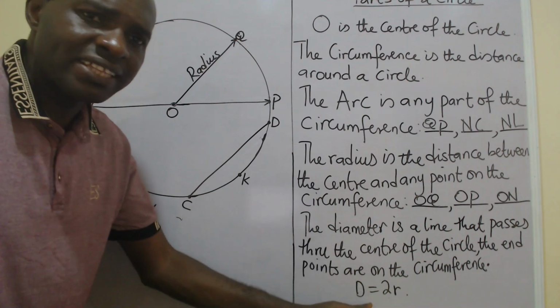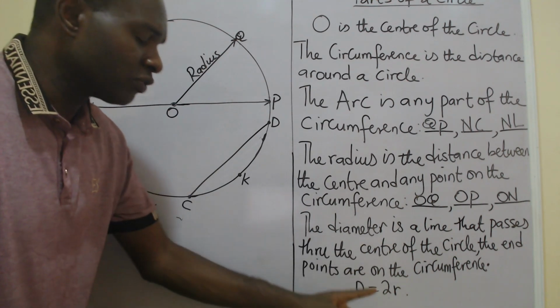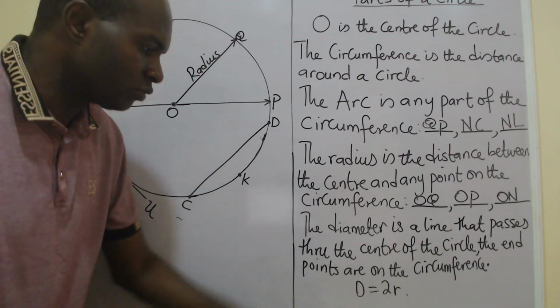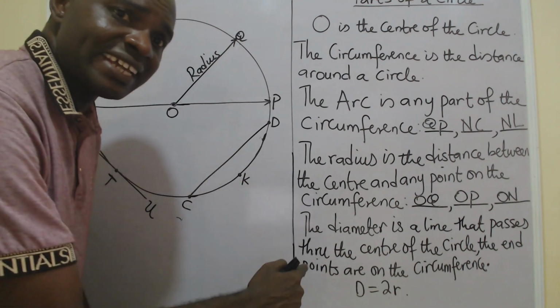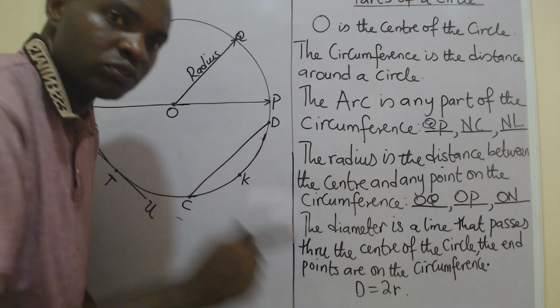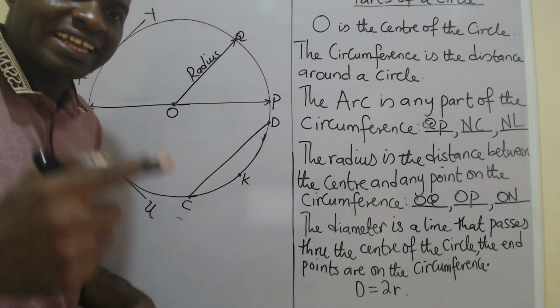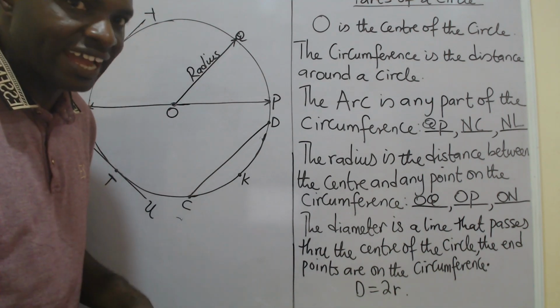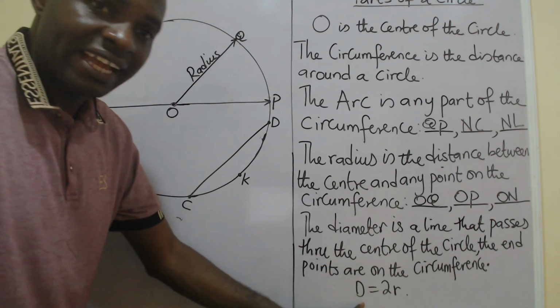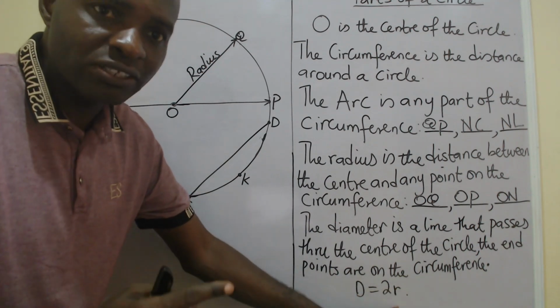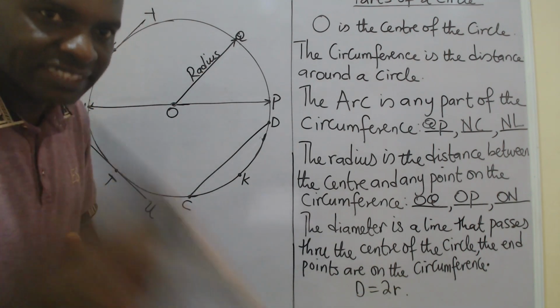Because the diameter is twice the radius. If you know the radius, you multiply it by 2, you get the diameter. And if you know the diameter, if you divide it by 2, you get the radius. If I am twice as tall as you are, then definitely you are half my height. If the diameter is twice the radius, then the radius is half of the diameter.